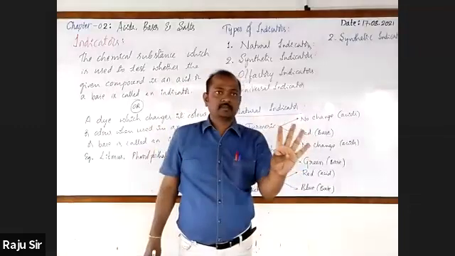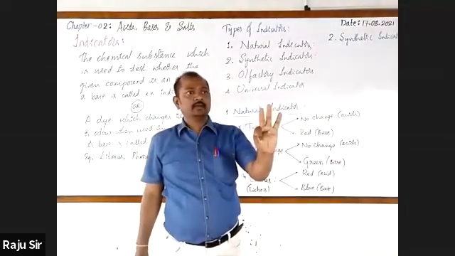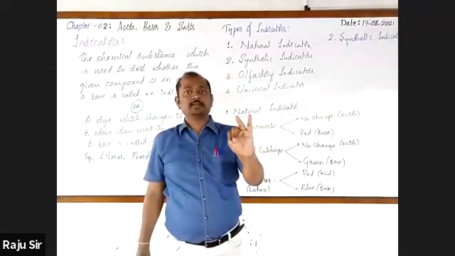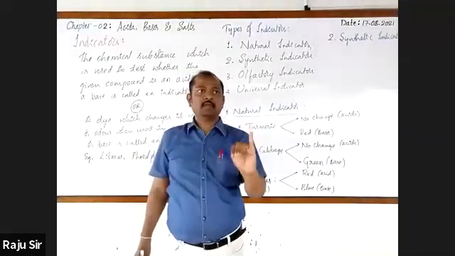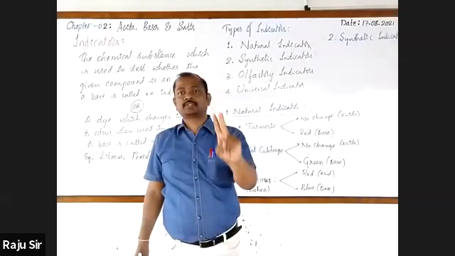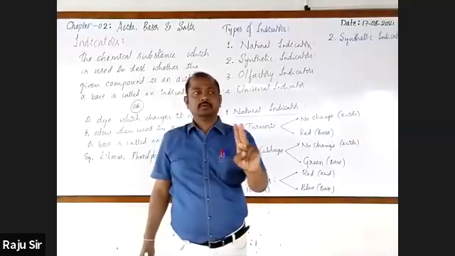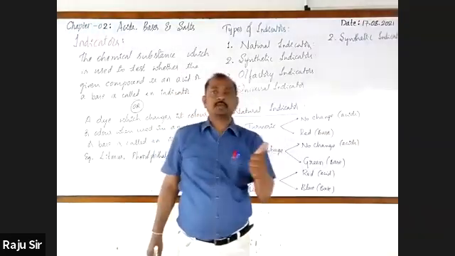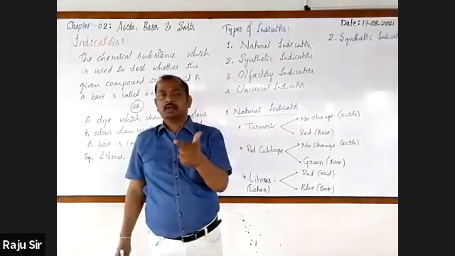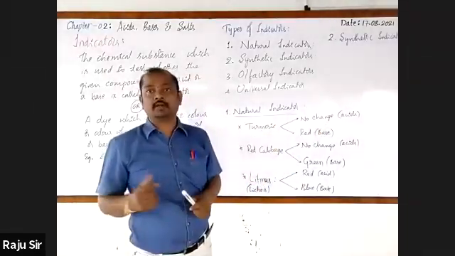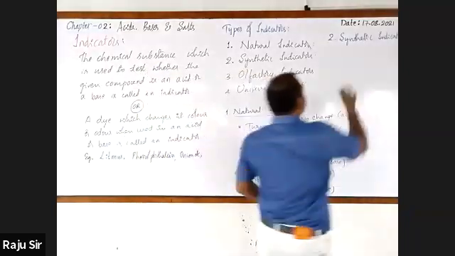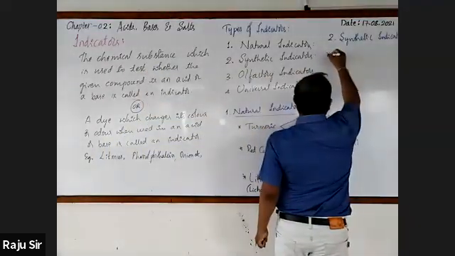Again, litmus, phenolphthalein, methyl orange, and bromothymol. But namige tumba important andre first two, which are phenolphthalein and methyl orange. In addition to that, we should go for writing even about methyl orange.